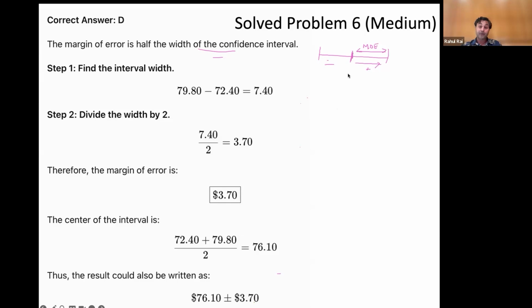Makes sense? And if you want to find out the center, then the center is basically this plus this divided by 2. So again, this question was focused on margin of error, but if they needed to find both the estimate and the margin of error, then you sum the bounds, divide by 2, and you will get the central value. So if you want to estimate this central value, you take lower and upper and divide by 2. That will give you the center. Subtract upper minus lower and divide by 2. That will give you the margin of error. And you can combine that result to write something like this.